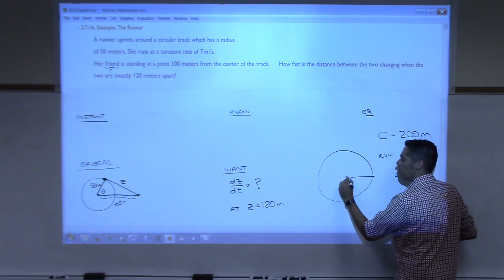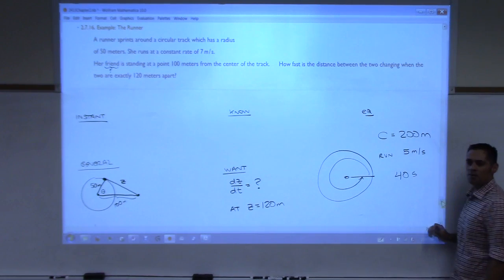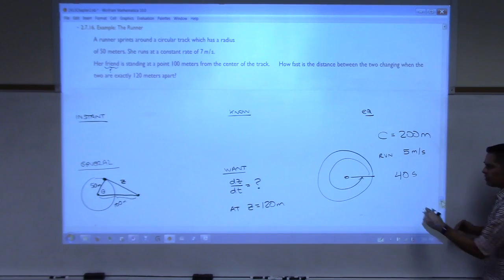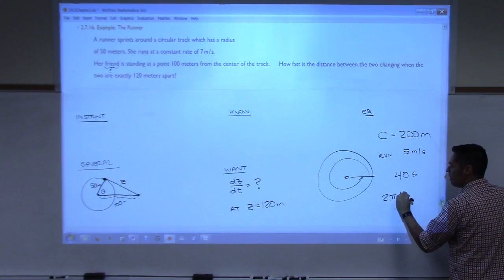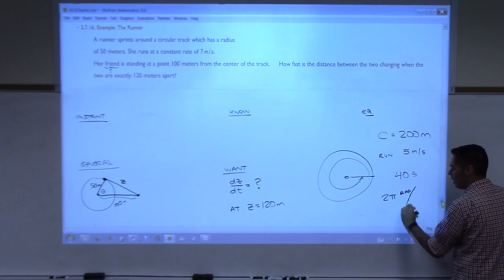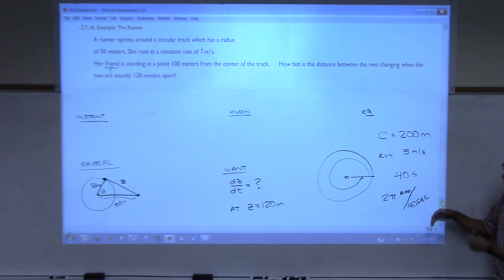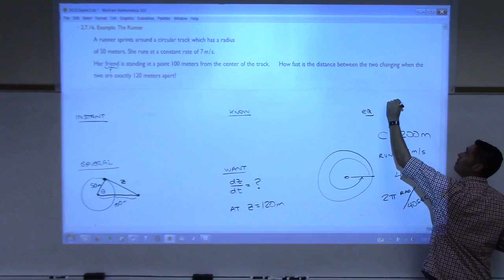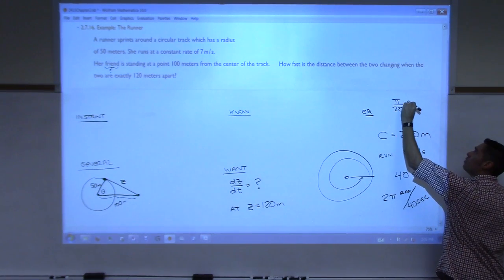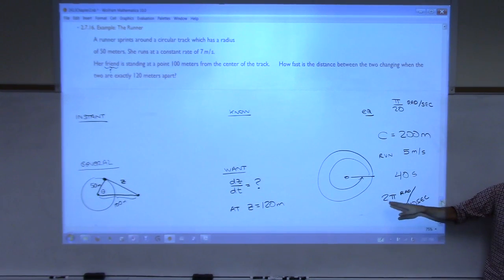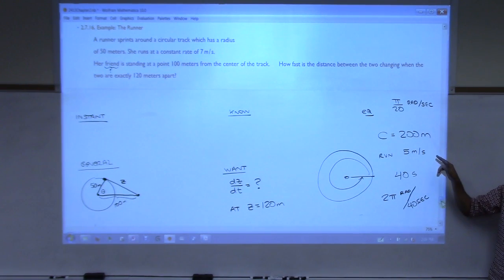How much of an angle do I turn through in that 40 seconds? 2 pi, right? 360, but we're going to stick to radians. So I went 2 pi radians per, and it took me how long to do that? 40 seconds. Which I could change, just 2 and 40, into what? Pi over 20 radians per second. Do you see what I just did? I just reduced the fraction. 2 pi over 40 would become pi over 20 radians per second.